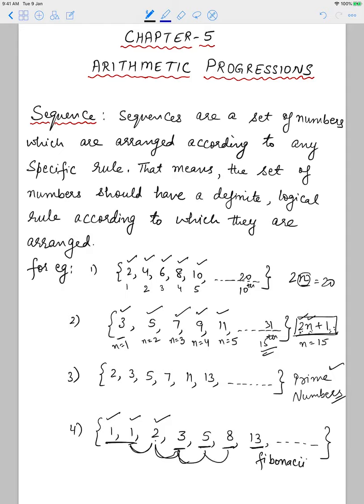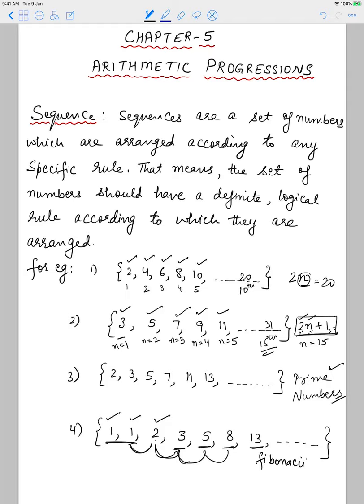13 is obtained by 8 plus 5, that is 13, and so on. So at least we know that they form a Fibonacci sequence. But if I say find out the 10th term of this, I will not be able to find out. I will have to write down the entire sequence to get the 10th term of the Fibonacci sequence. But yes, I can call it a sequence.